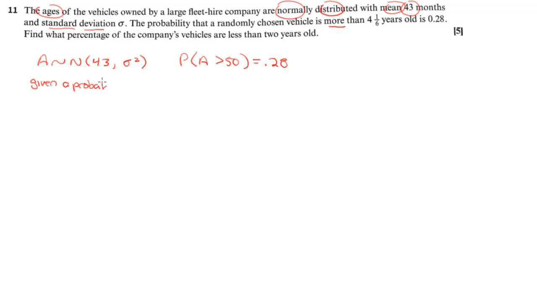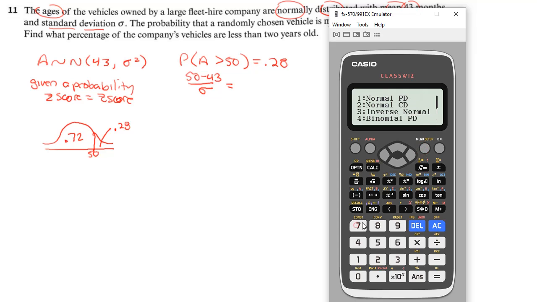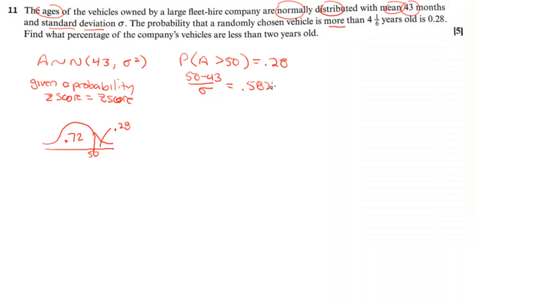Whenever they give you a probability, more than likely you're going to find a z-score and make it equal to another z-score. So in this case, I do 50 minus 43, all divided by the standard deviation, which I don't know. And then I take a look here, 0.28. Remember, if I'm going to use inverse normal, I need to know the area to the left of the value I'm trying to find. And so it's 0.72. If I plug that in, I find out that my z-score is 0.5828.